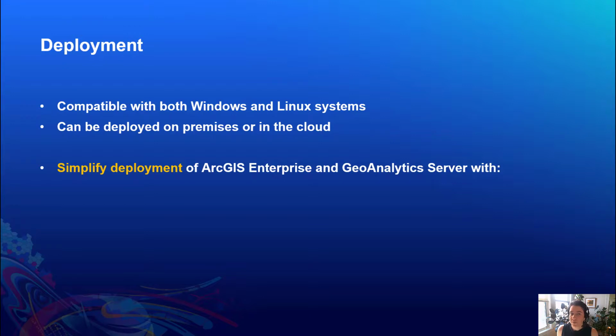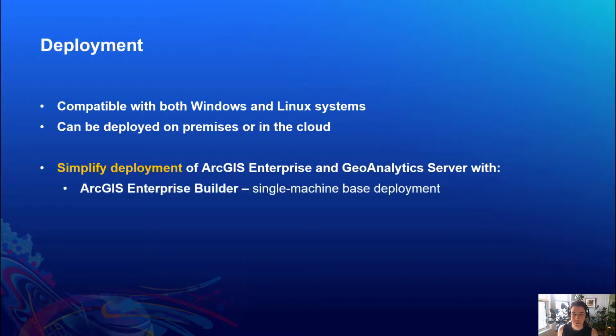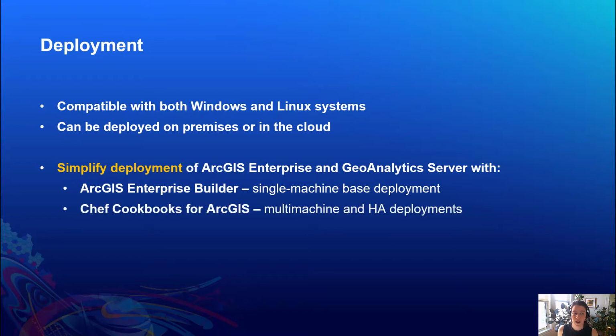We strongly recommend you simplify the deployment of ArcGIS Enterprise. Do not make it more complicated for yourself. There's many ways to simplify it. I mentioned a few of them. So for the base deployment, you should use ArcGIS Enterprise Builder if you can. You can use Chef cookbooks for ArcGIS. This is really helpful for multi-machine deployments and HA deployments. Or you can also use the ArcGIS Enterprise Cloud Builder for AWS and Azure and the templates they have available there.